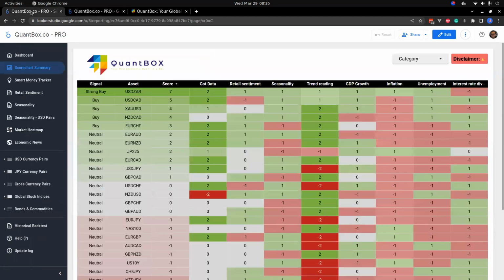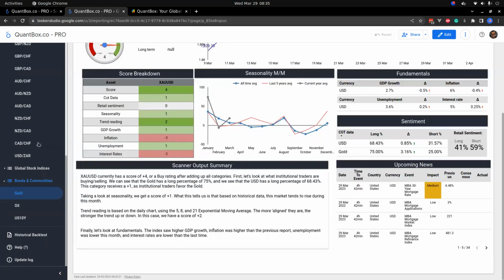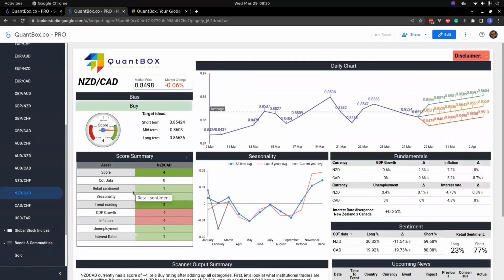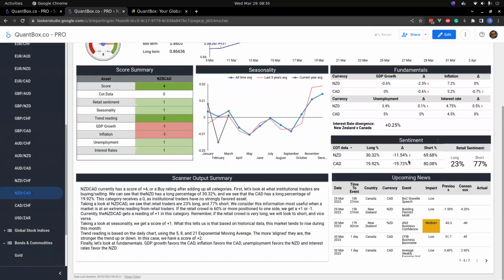Cool. Okay, let's go. Kiwi CAD, 4. I don't like that. Even though I got a 4 for a buy, I don't like that there's no COT data. Let's go look at Kiwi CAD. So Kiwi CAD over here, you can see they're coming down, right? You can see there's the red arrows. Kiwi and CAD both coming down. Okay. Now that's also interesting because they're both coming down.